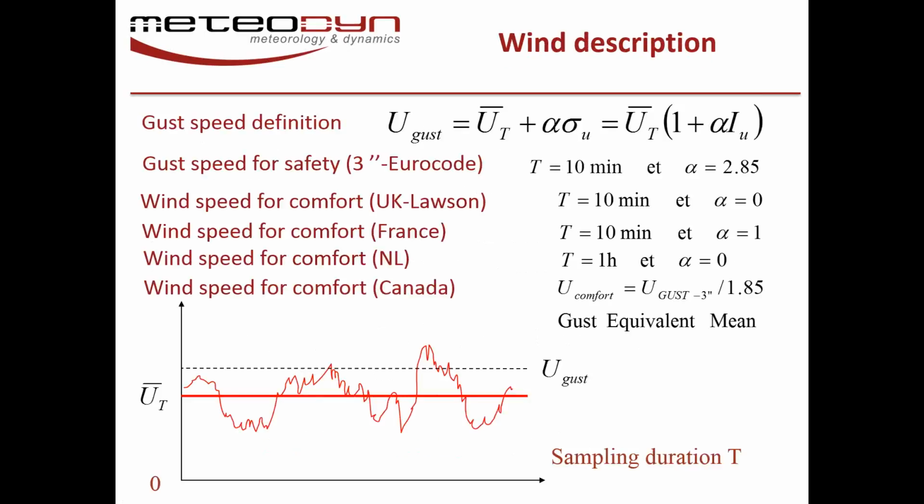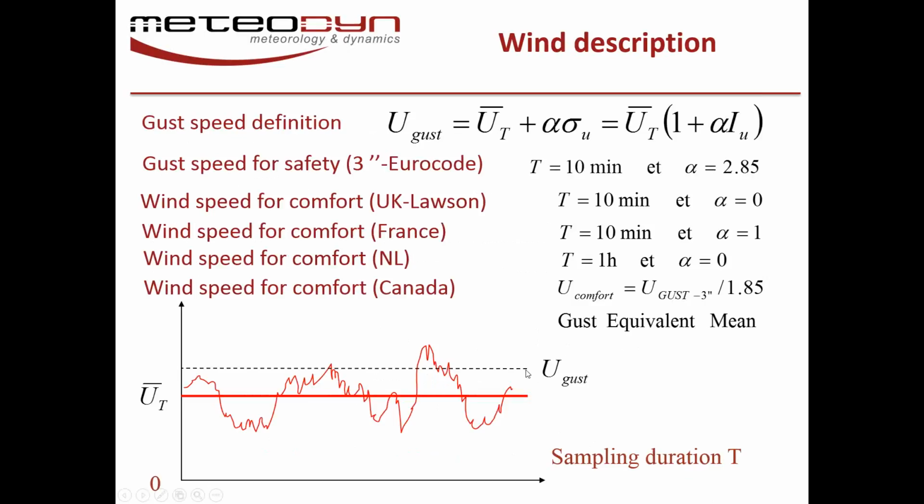Now, if you want to speak about comfort, we need to know which wind we use. A very important quantity is the gust speed definition. The gust speed is the value of the velocity that the wind can reach in the area. There are two variables: the mean or the gust.